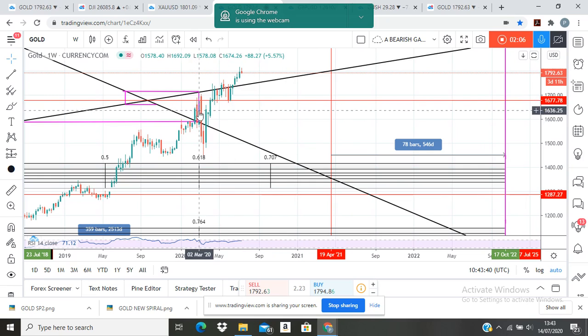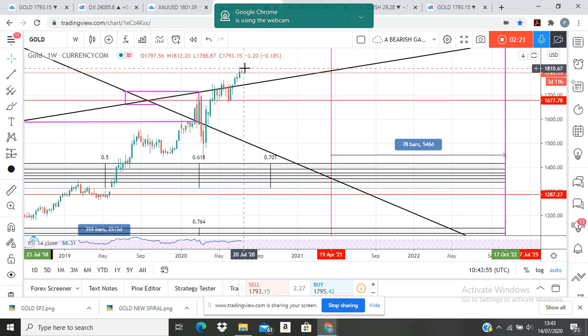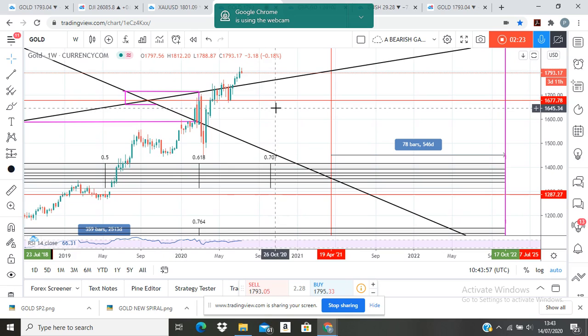We can see this green candle before the long red closed exactly on the spiral. It did not go through the recent bottoms we had. The wicks came through, but the body of the candle closed above the center of the spiral.